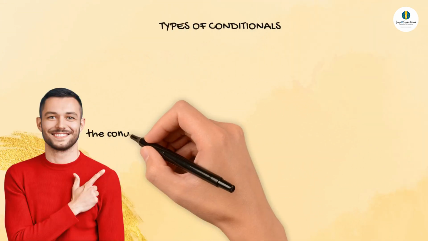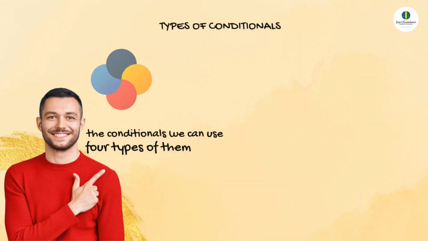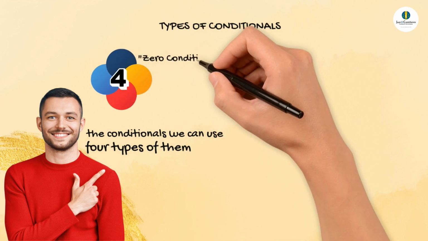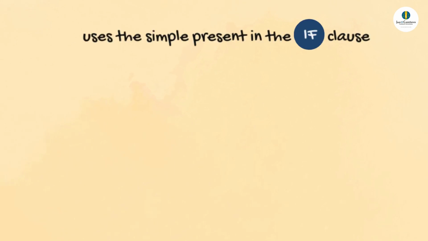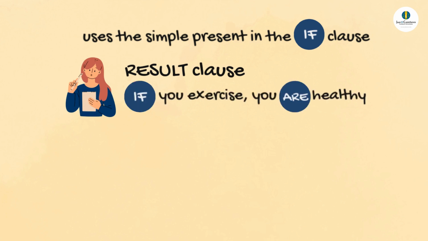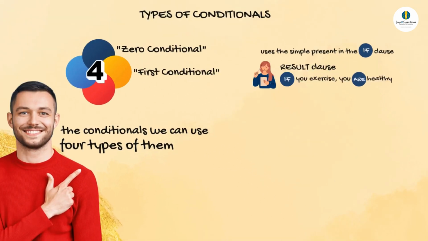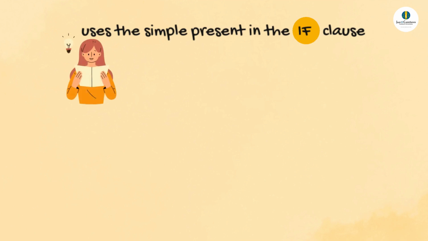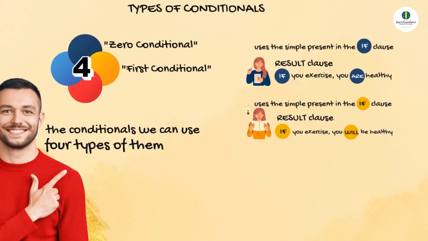When we use the conditionals we can use four types of them. Each conditional has a particular structure. For example, zero conditional uses the simple present in the if clause, and simple present in the result clause. In this form, if you exercise, you are healthy. First conditional uses the simple present in the if clause, and simple future in the result clause. In this way, if you exercise, you will be healthy.